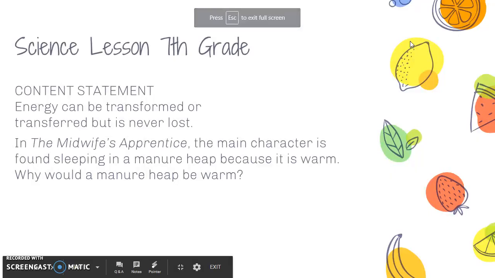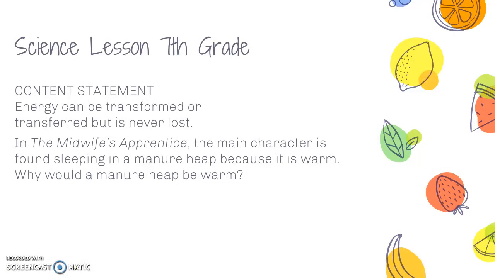For my second lesson, I chose to focus on science, in particular the content statement, "Energy can be transformed or transferred, but is never lost." In The Midwife's Apprentice, the main character is found sleeping in a manure heap because it is warm. Why would a manure heap be warm?